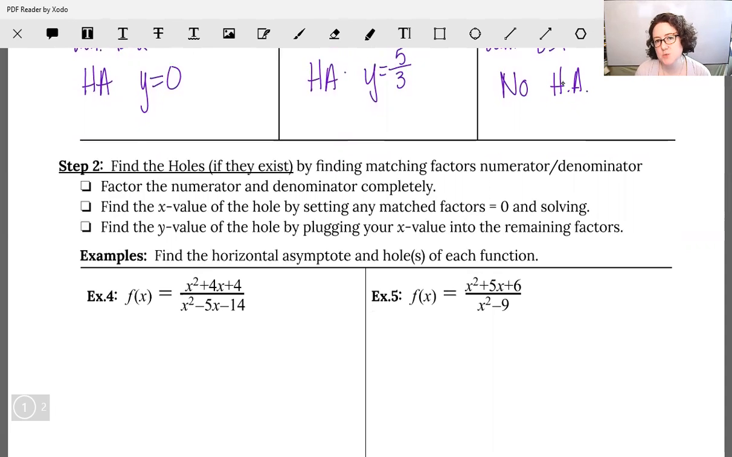So after you've simplified that expression, that x value that came from the factor that you simplified out, plug that into your function to figure out where that point actually doesn't exist on the graph.